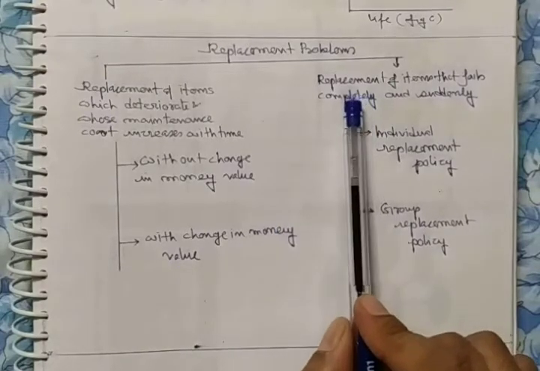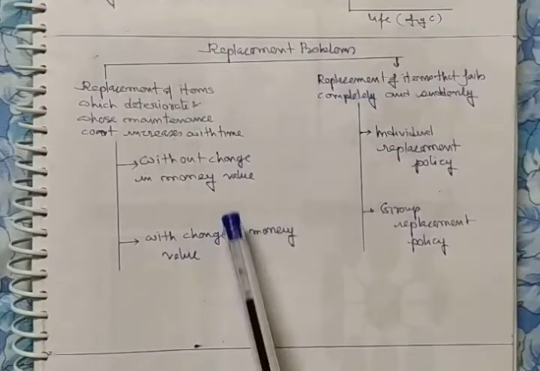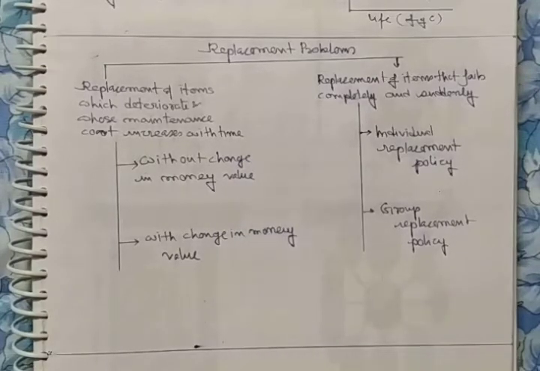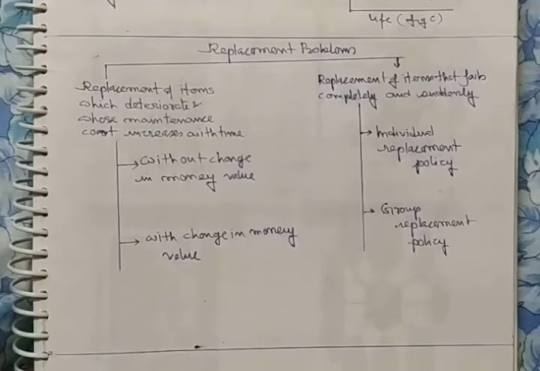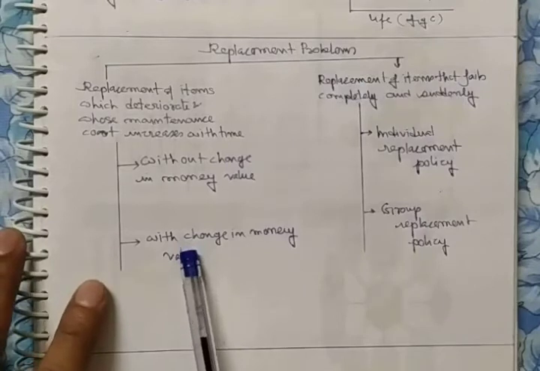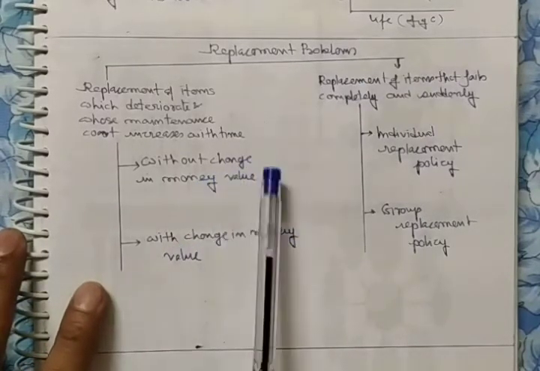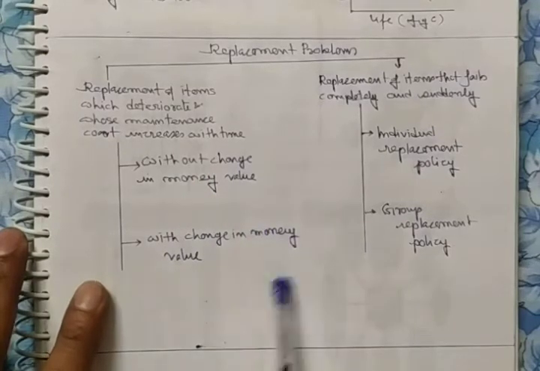Here, with change in money value means that, suppose every year the value of your money changes. The present value of 1000 in the year 2020 may not be the same in 2022, and if you consider that, it comes under with change in money value, otherwise without change in money value. So this is more practical.